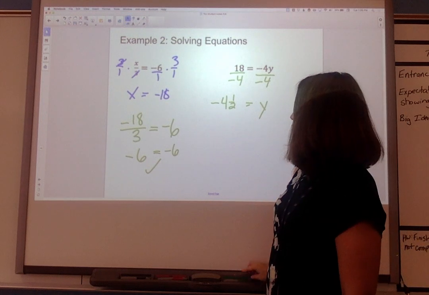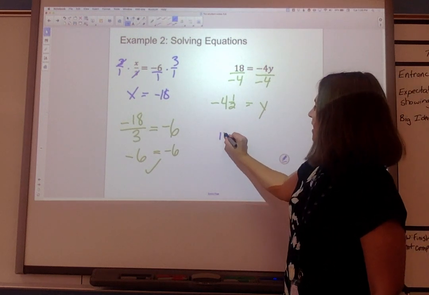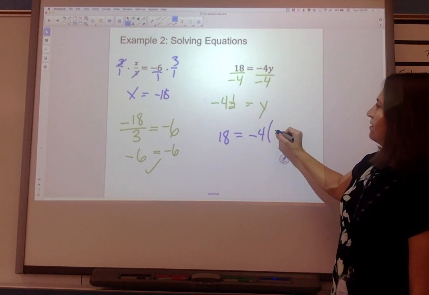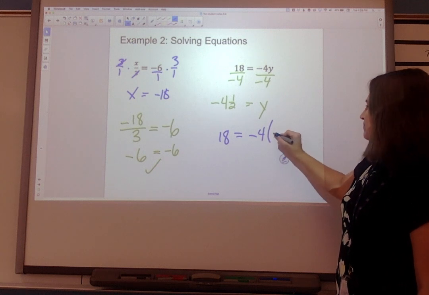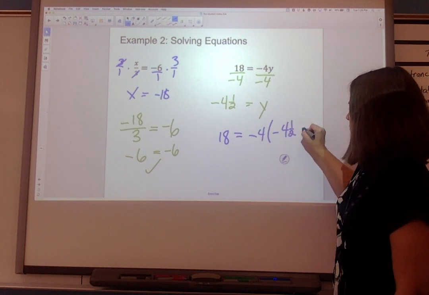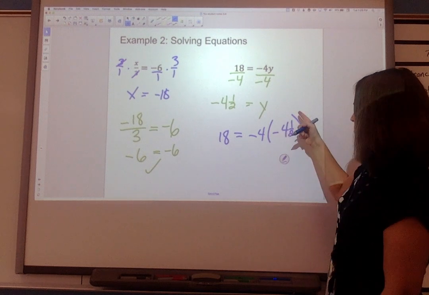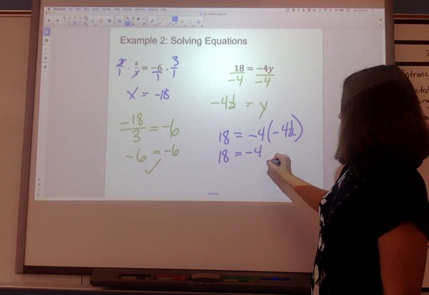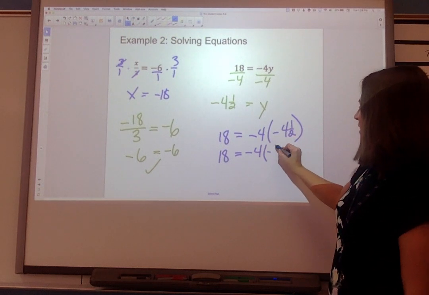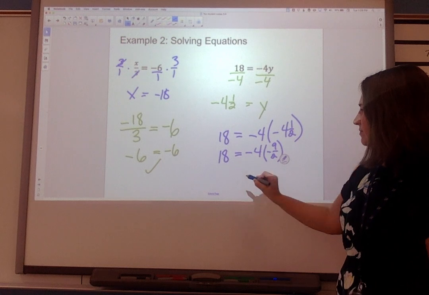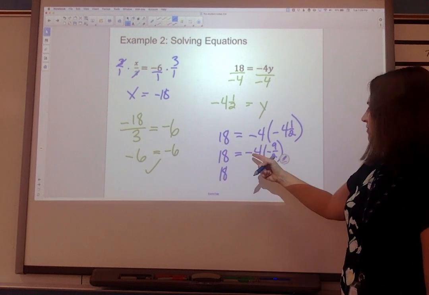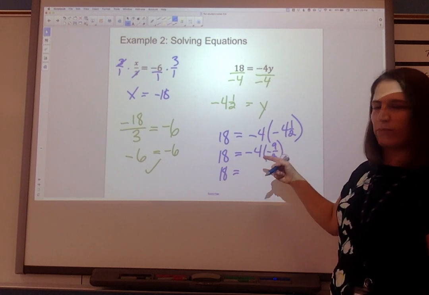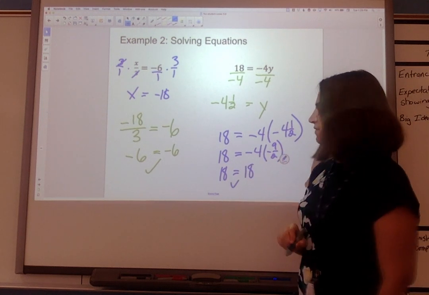And then let's do our quick check here by saying 18 equals negative 4 times negative 4.5. I can change this back into an improper fraction here, so I'll say 18 equals negative 4 times negative 9/2. Here I have negative times negative is positive. 4 times 9 would be 36 divided by 2, so that is 18. So we've done this correctly.